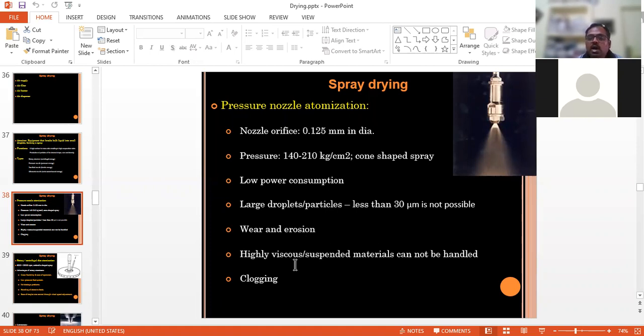Wear and erosion; highly viscous suspended particles cannot be handled. So this is the drawback of the pressure nozzle, that it is not working well with highly viscous products, जैसे bulk butter powder भी बनता है, so we cannot use this nozzle for butter powder, or even for cheese powder. So clogging is also one of the drawbacks of the pressure nozzle, है ना. So this is about the pressure nozzle atomizer.